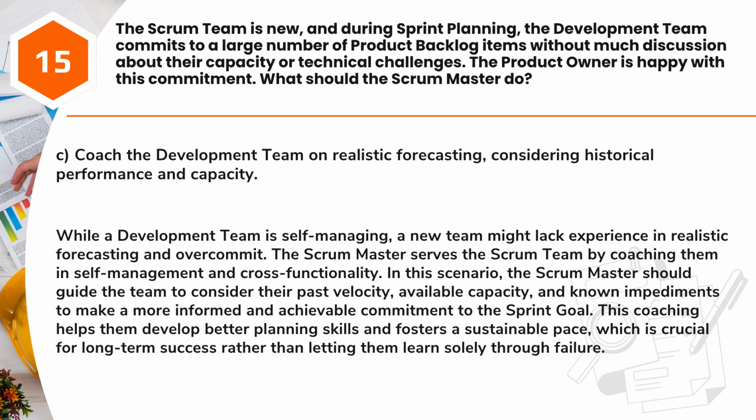Answer: C. Coach the development team on realistic forecasting, considering historical performance and capacity. While a development team is self-managing, a new team might lack experience in realistic forecasting and overcommit. The Scrum Master serves the Scrum team by coaching them in self-management and cross-functionality. In this scenario, the Scrum Master should guide the team to consider their past velocity, available capacity, and known impediments to make a more informed and achievable commitment to the sprint goal.